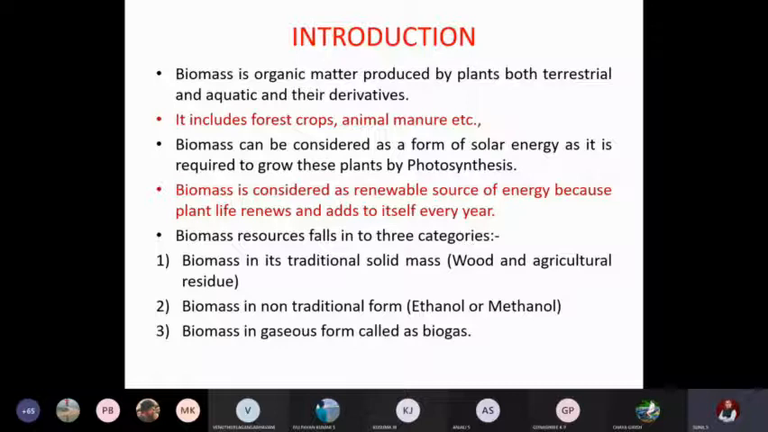So biomass resources can be of three forms. One is in its traditional form, that is solid mass. Second is non-traditional form, that is either in the form of ethanol or methanol, and biomass in gaseous form called biogas.